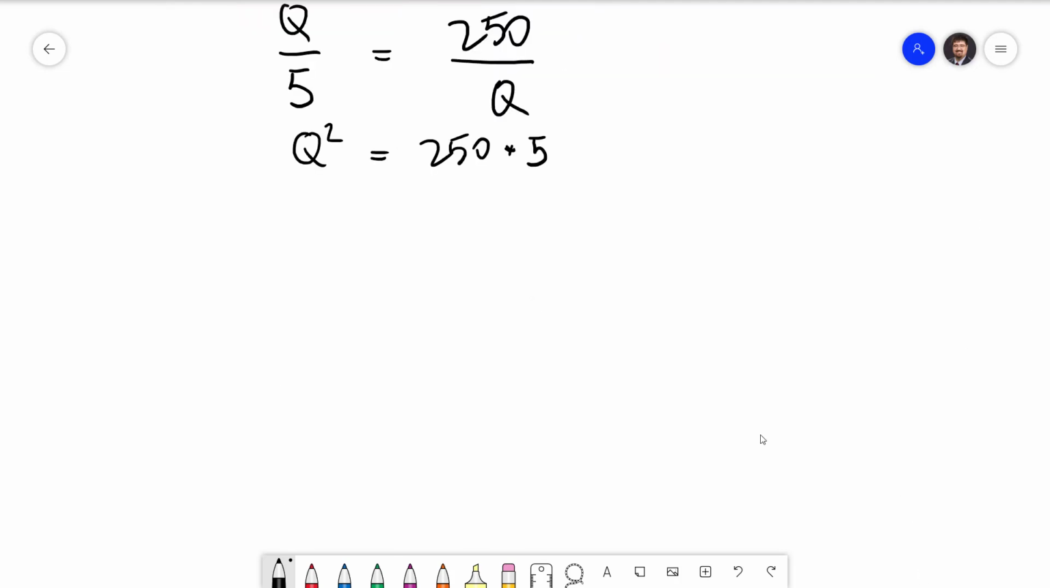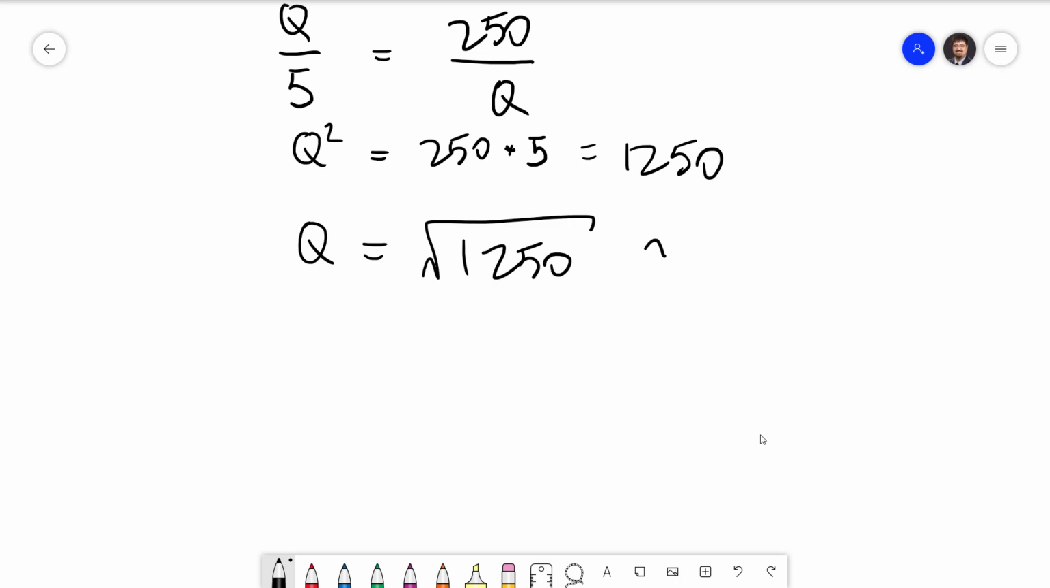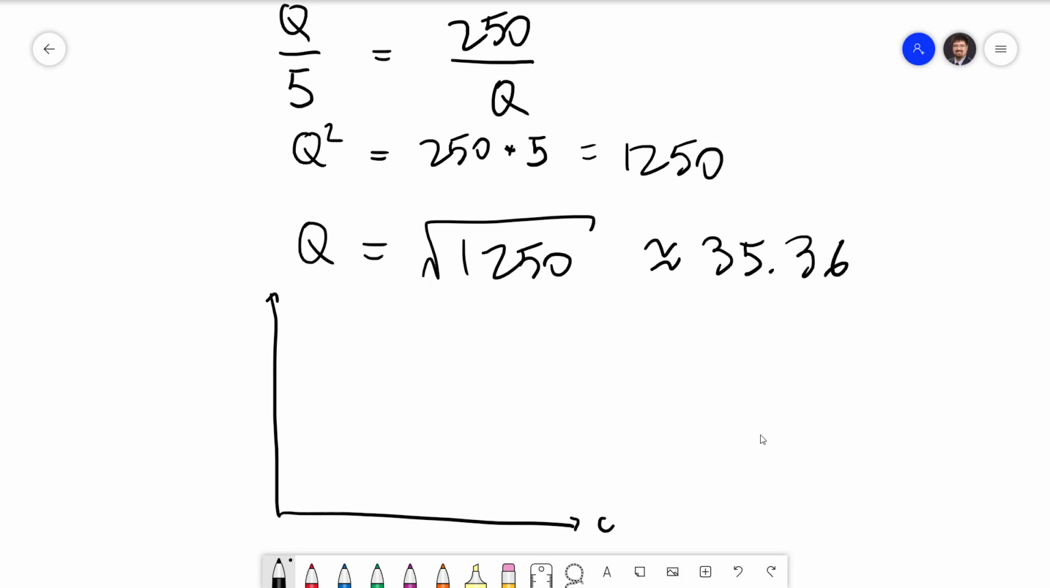250 times 5 is 1250. And then I'm just going to take the square root of both sides to get Q equals the square root of 1250, which is approximately 35.36.